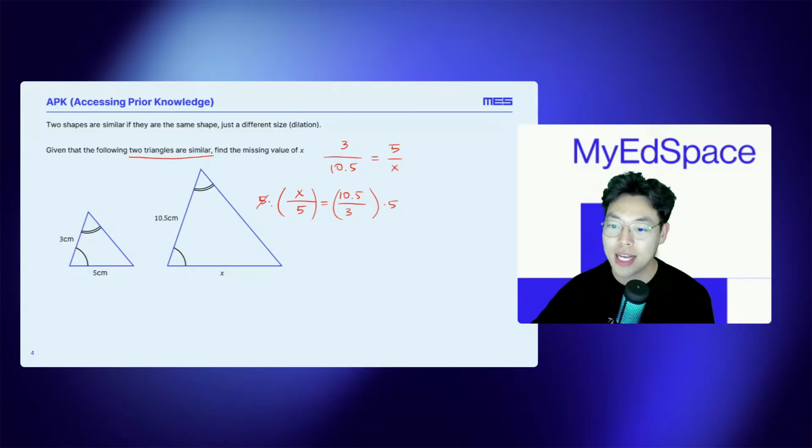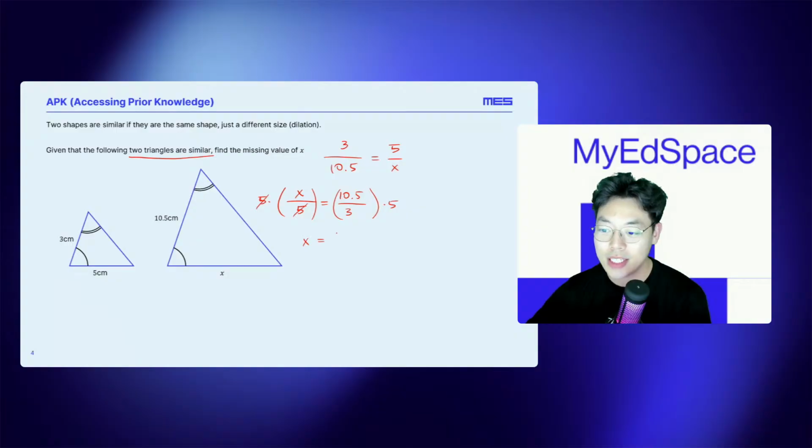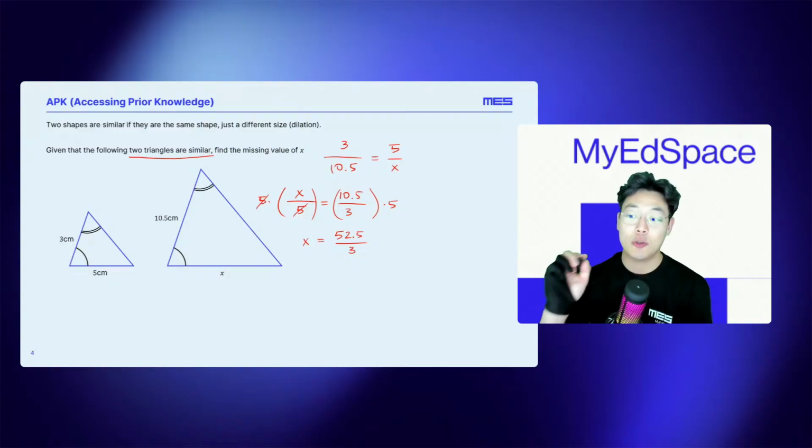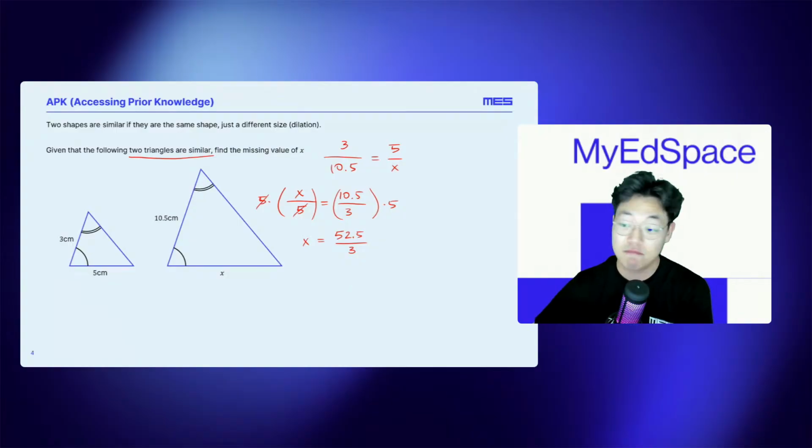Oops. So the 5s cancel, giving us just x is equal to 5 times 10.5 is 52.5 all over 3. And now, is 52.5 divisible by 3? Let's see.